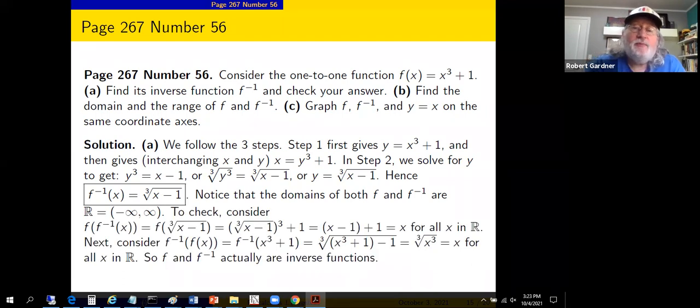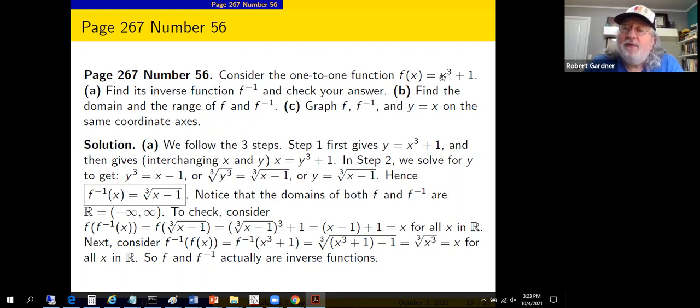Check it. That was step 3. So take f of f inverse and also f inverse of f. We've got to do 2 of those. F of f inverse, this is our alleged f inverse, so we'll plug that into f.